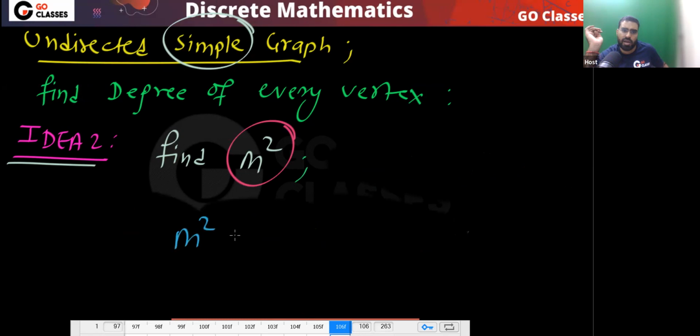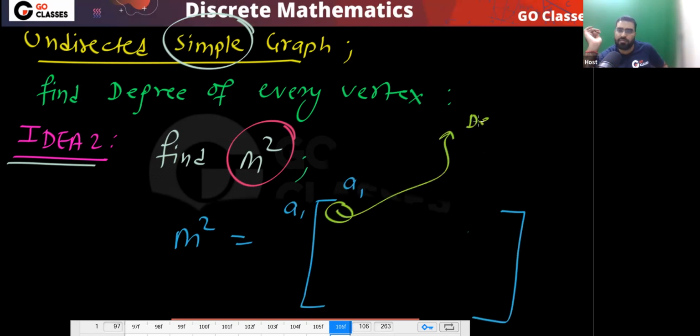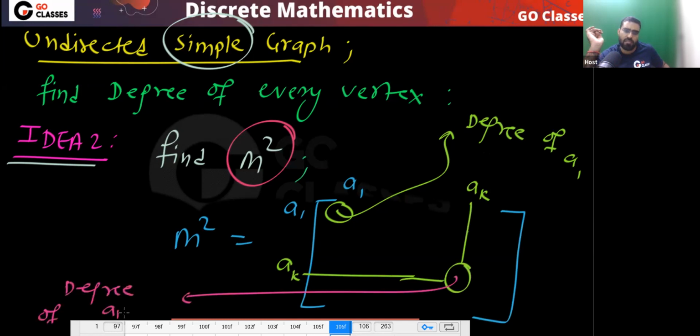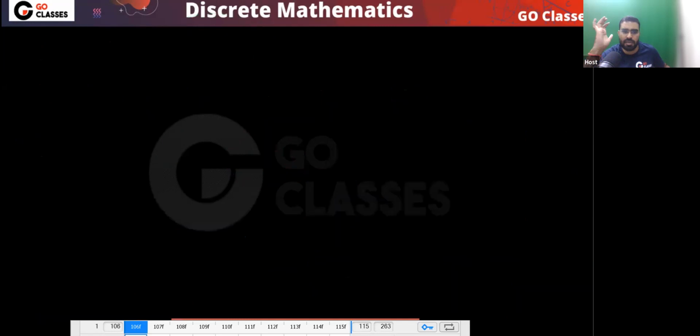In this M square, look at this entry, A1, A1. What will this entry tell you? This will tell you the degree of A1. Like this is AK, this will tell you the degree of AK. Clear? This is the first application. The first application is clear. Something tricky I will ask you.